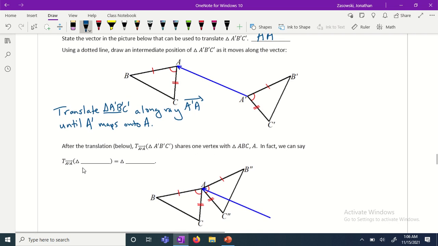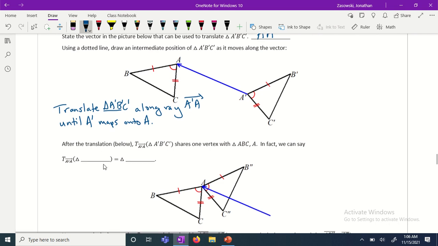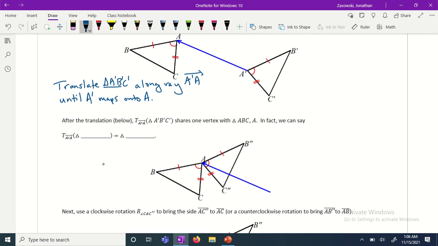Now the book wants you to use this notation, but the Regents exam doesn't. So we're not going to worry about the notation part of it. For right now, all we want to know is we started with triangle A prime, B prime, C prime, and we're getting this triangle, which is A double prime, B double prime, C double prime. That's our new triangle now.